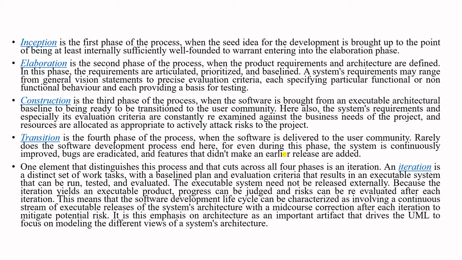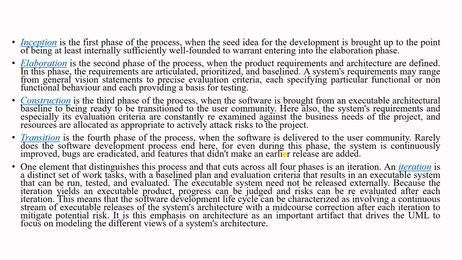In this elaboration phase, the requirements are articulated, prioritized, and baselined. Now, the system's requirement may range from general vision statements to the precise evaluation criteria, each specifying particular functional or non-functional behavior, and each providing a basis for testing. Now, the construction. Construction is the third phase of the process when the software is brought from an executable architectural baseline to being ready to be transitioned to the user community.